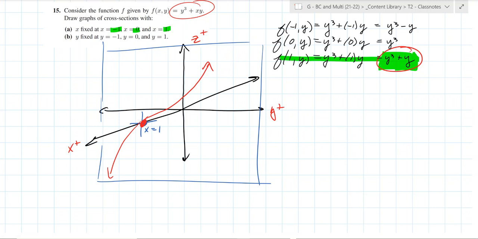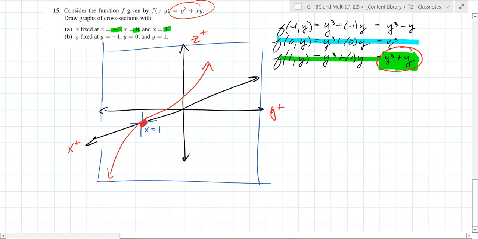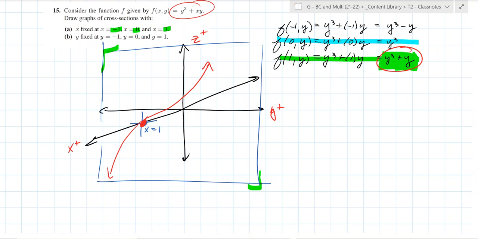Where does x equal 0 for this one right here? Where does x equal 0? So this is the green one. Where does x equal 0? This is harder to draw, everybody, because there's going to be multiple ones. Where does x equal 0? Right here.